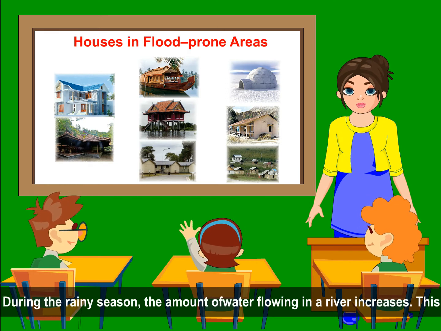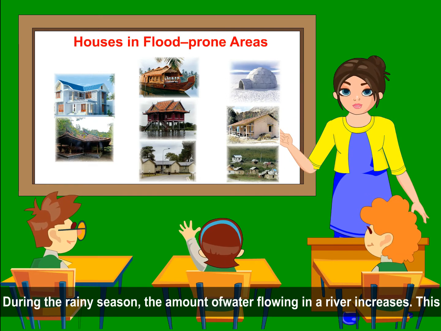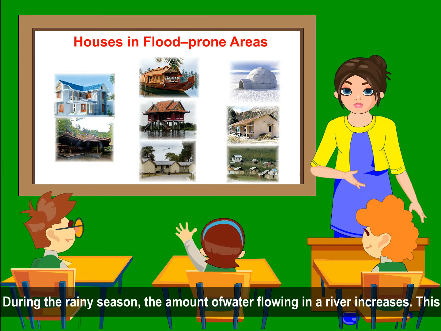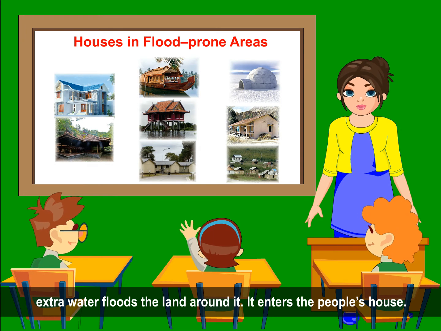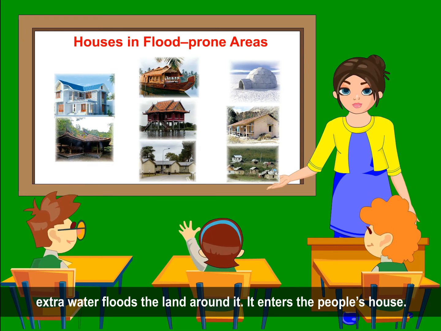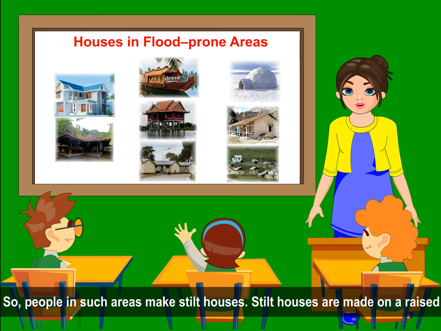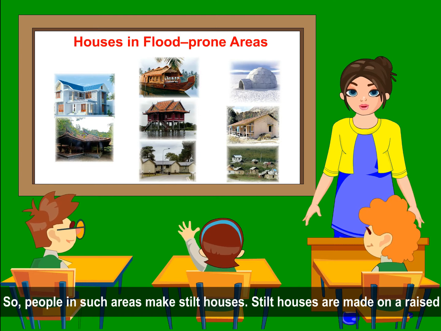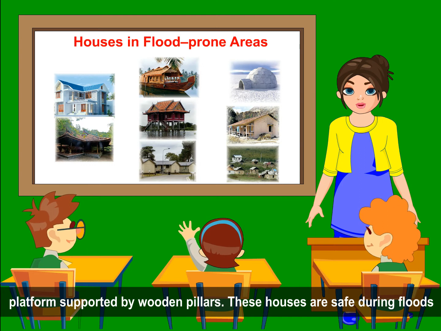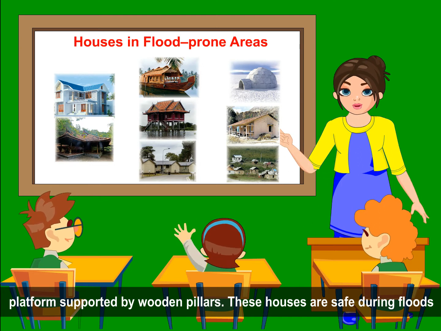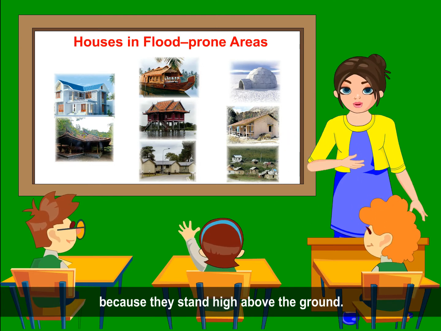Houses in flood-prone areas. During the rainy season, the amount of water flowing in a river increases. This extra water floods the land around it. It enters the people's houses. So people in such areas make stilt houses. Stilt houses are made on a raised platform supported by wooden pillars. These houses are safe during floods because they stand high above the ground.